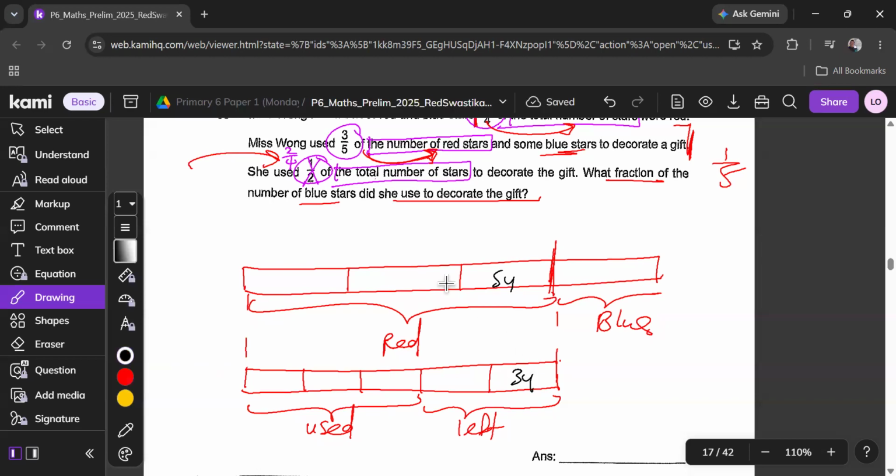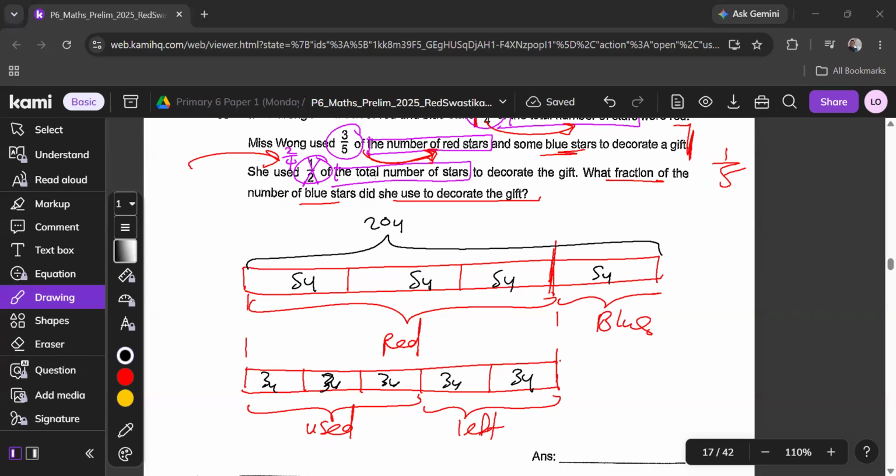So every box is 5 units. Then the smaller boxes are 3 units. What are you doing? You are cutting them to make them equal. Then the blue must be 5 units also. Right? So there must be 5 units of blue. And then the total is 20 units. And she used two quarter of the stars, which is how many units? She used two quarter of the stars. How many units is that?